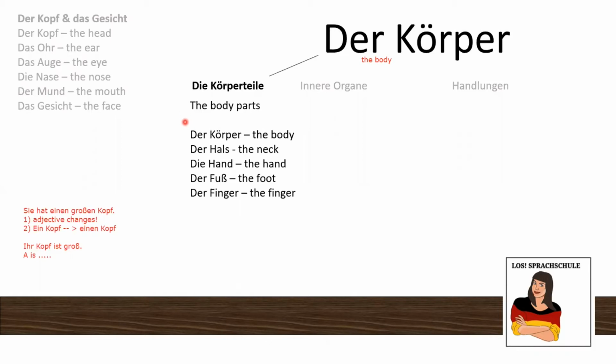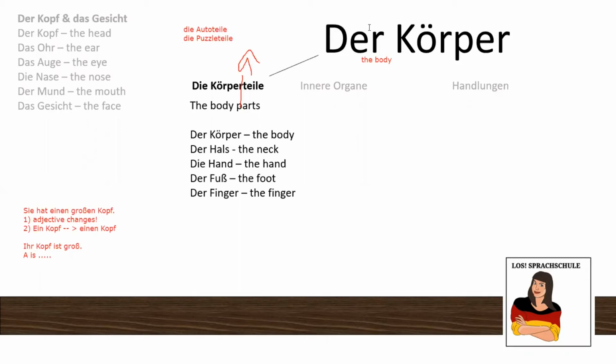Next one, die Körperteile, the body parts. So let's read. Der Körper, der Hals, die Hand, der Fuß, der Finger. So if you know that Körperteile means body parts, you know that we have Körper, the body, and the parts, die Teile. You can say it for many things. You can also say the car parts, die Autoteile, the puzzle parts, die Puzzleteile, and stuff like that. It's just a really general word for thing or part.